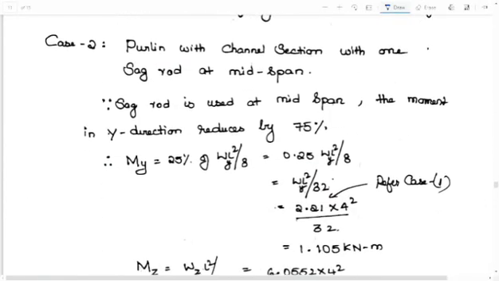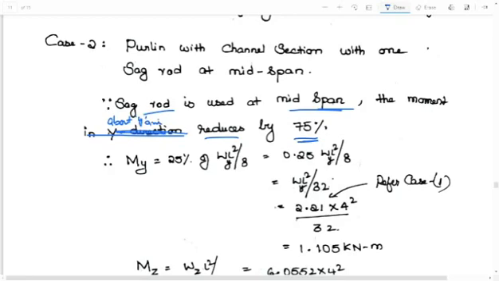Right. So, first thing is, as I told you, when a sag rod is used at midspan, the moment about the y direction is going to reduce by 75%. It would be correct if we write about the y axis. About the y axis it reduces by 75%.